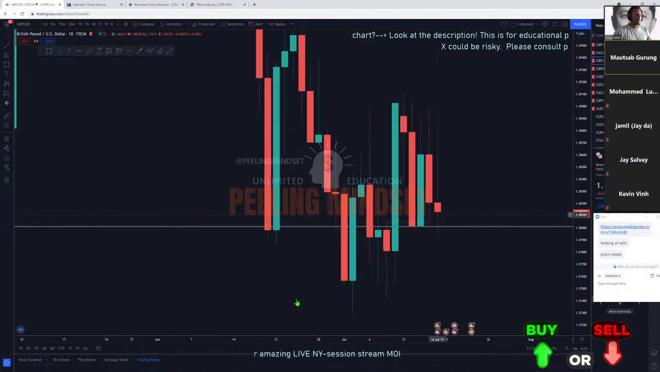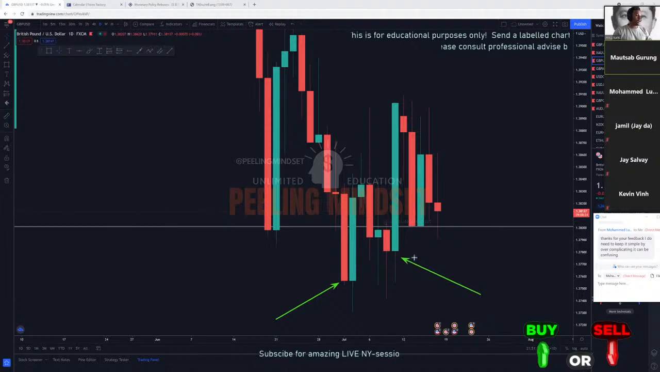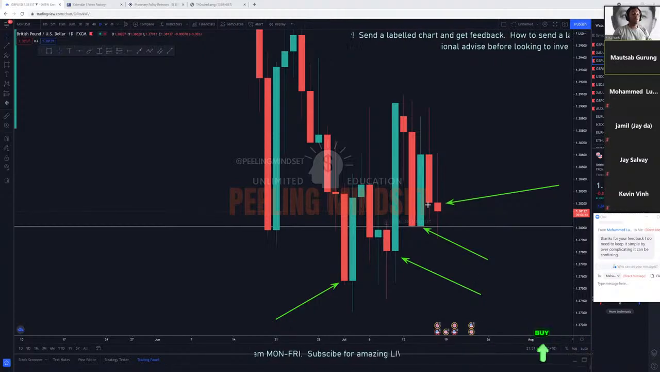But now look at this. Look at the way daily candles are pushing up. Daily candles, rejection higher. Daily candles, rejection higher. So more than likely, this could be another rejection on the downside before the price could push up. Or might as well, with volume, price can break down.